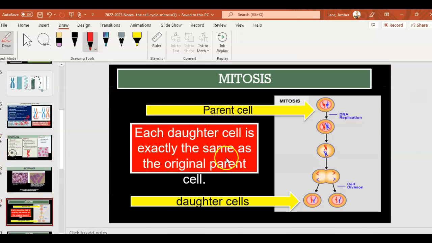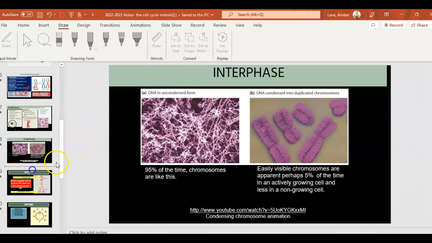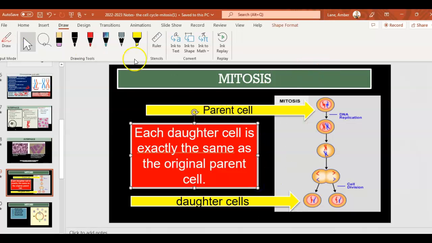Okay, so you have interphase, and then you have mitosis. Mitosis is cell division of somatic cells. We always start with one parent cell, and it divides into two identical, what we call daughter cells. And they are literally identical. If this was bacteria, this is basically reproduction for them. For humans and other animals, mitosis is cell division.